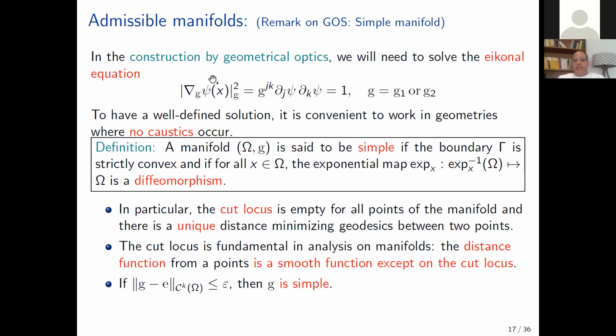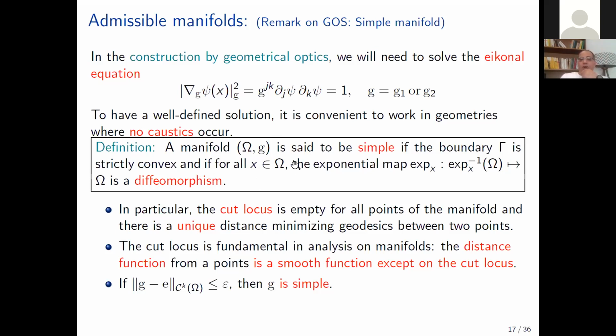So to have a well-defined solution, it is convenient to work in a geometry where no caustics occur. So we consider a Riemannian manifold (Omega, g). Omega g is said to be simple if the boundary is strictly convex and if the exponential map is a global diffeomorphism. Of course, the exponential map is already a local diffeomorphism, but here we need the exponential map to be a global diffeomorphism.